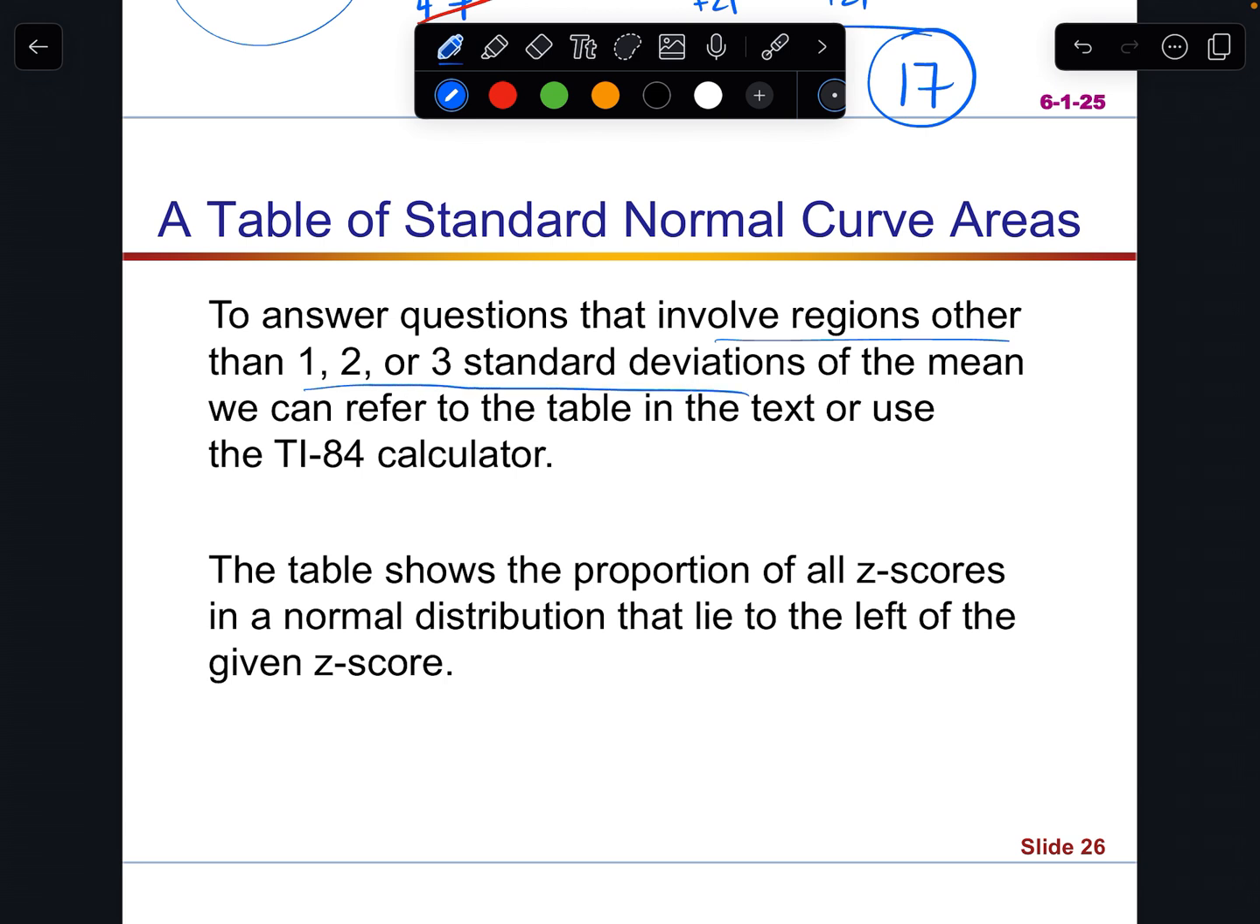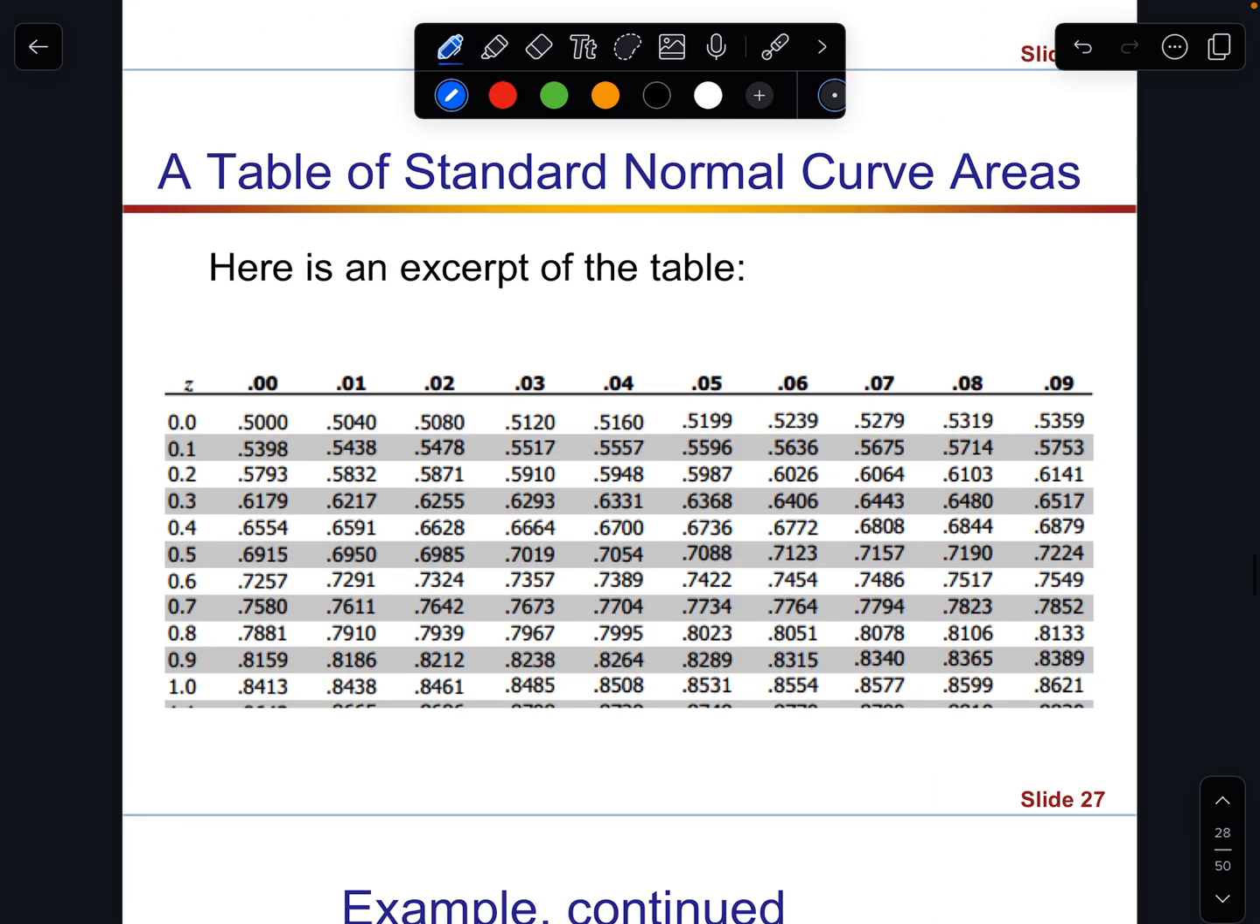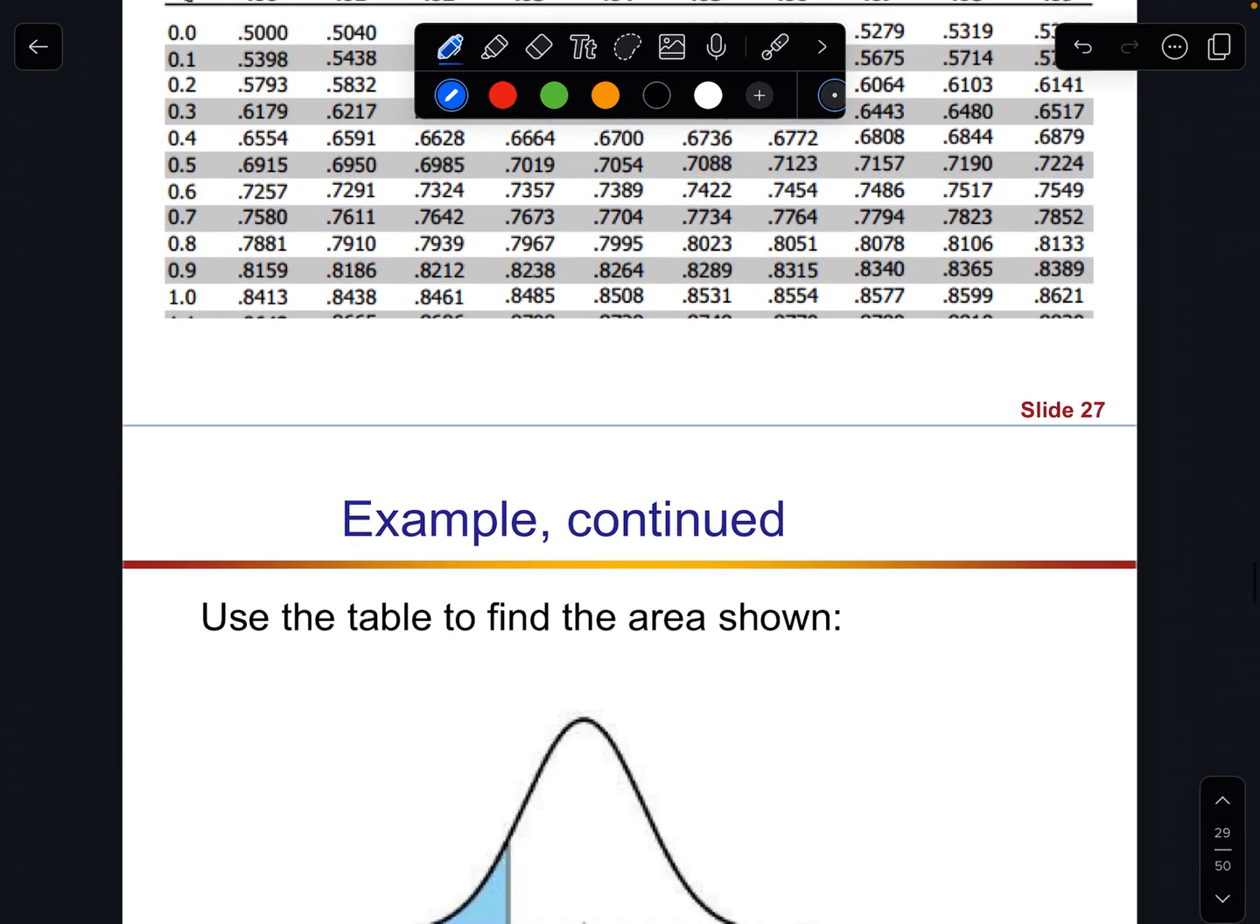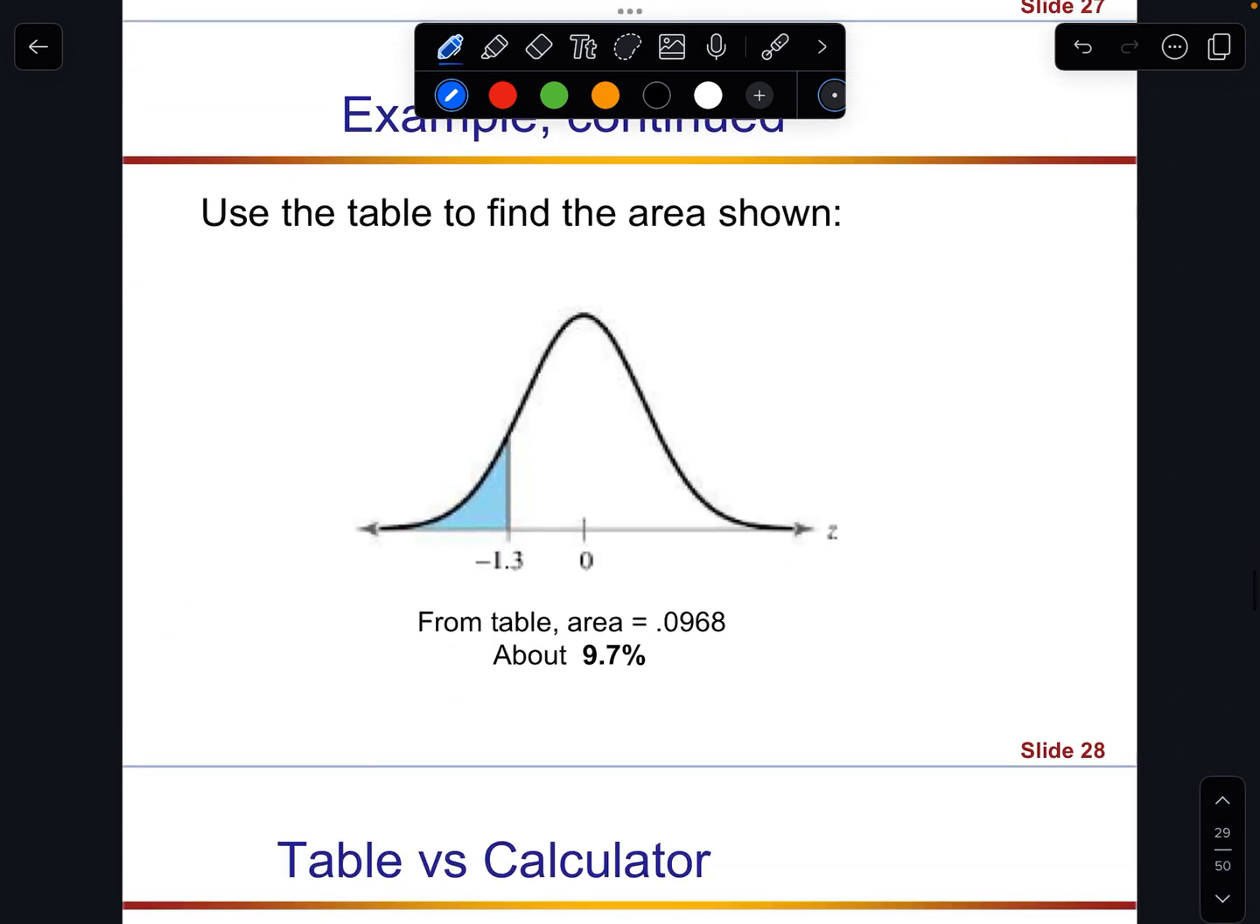But what we want to do now is figure out values that are not one of those values. How can I find the area between there? One of the ways that we can do that is taking all those values and converting them into z-scores, and then you're able to use different charts to help you determine what that area underneath that curve would be.